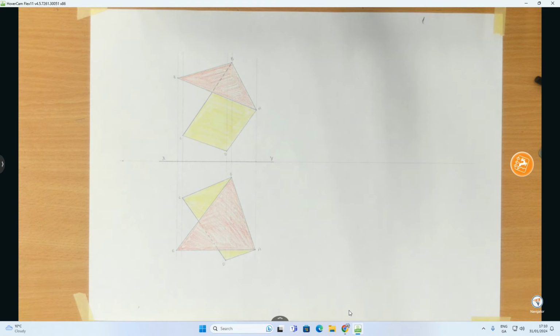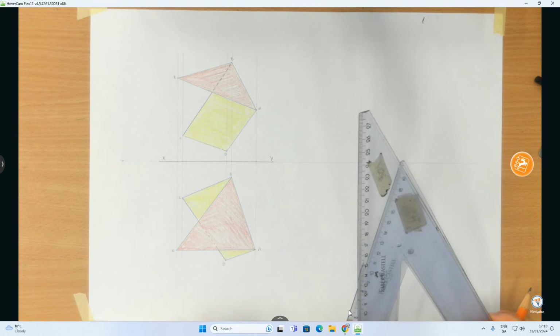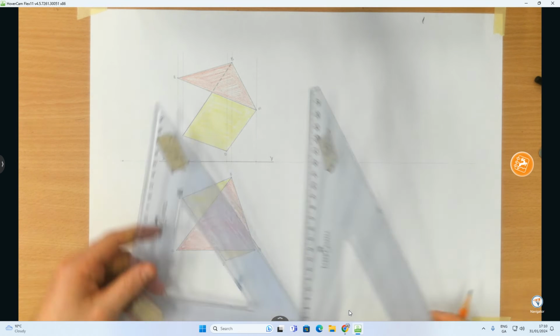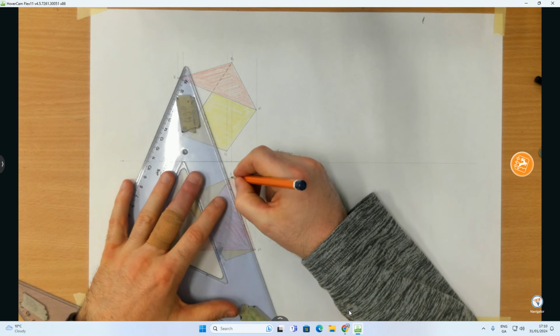Now, I find the easiest way to do this is project an auxiliary view, and I'm going to do that from the plan. I'm going to project an auxiliary elevation. So, what we're going to do is the common line between them.